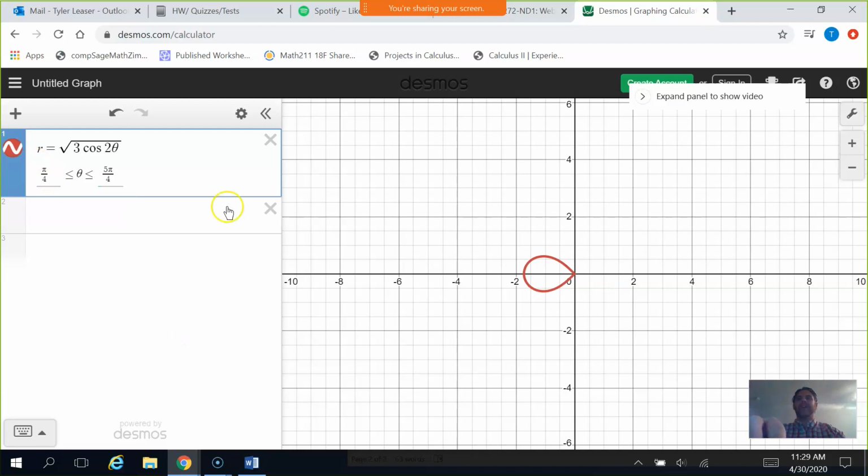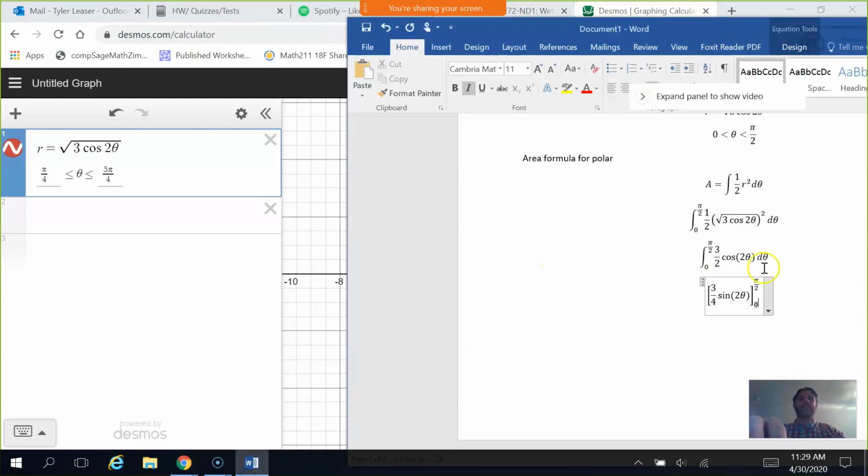That one might work. Pi over 4 to 5 pi over 4. That gives me the other loop. Let's try that one. Pi over 4 to 5 pi over 4. So if I plug 5 pi over 4 into this, that's going to be sine of 5 pi over 2, which I think is negative 1. So we're going to end up getting negative 3/4.